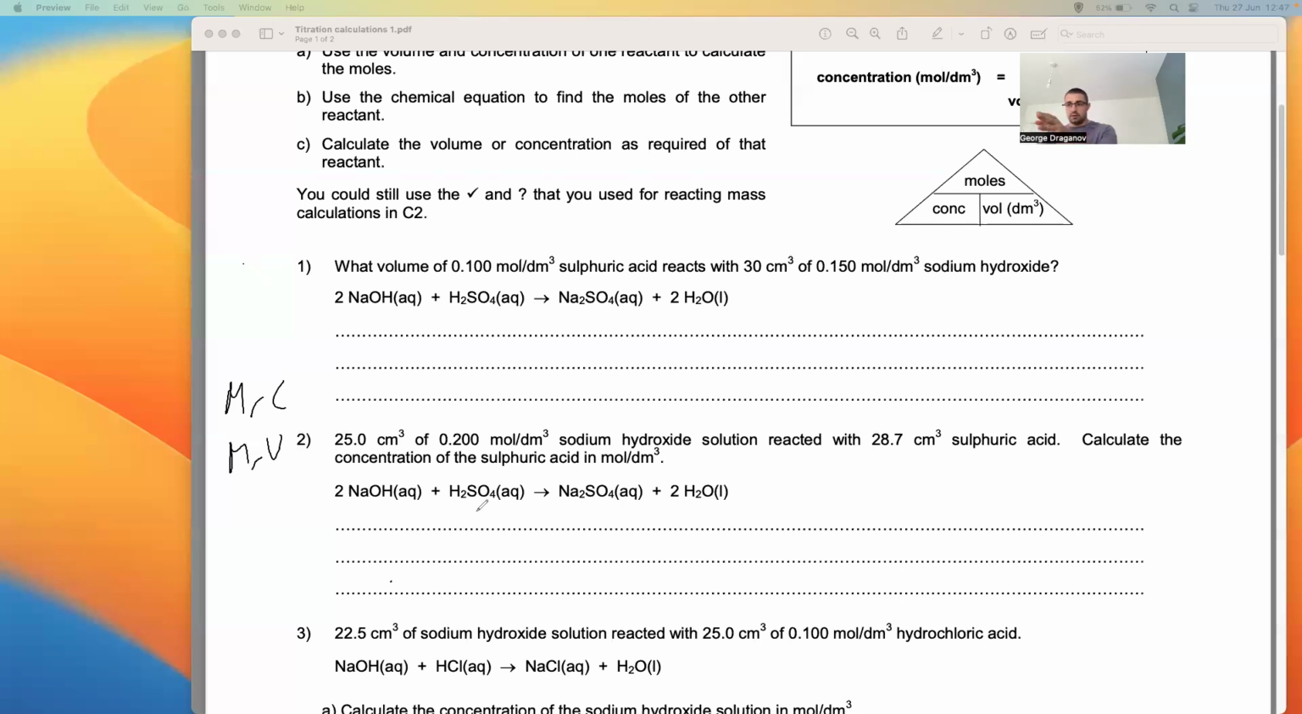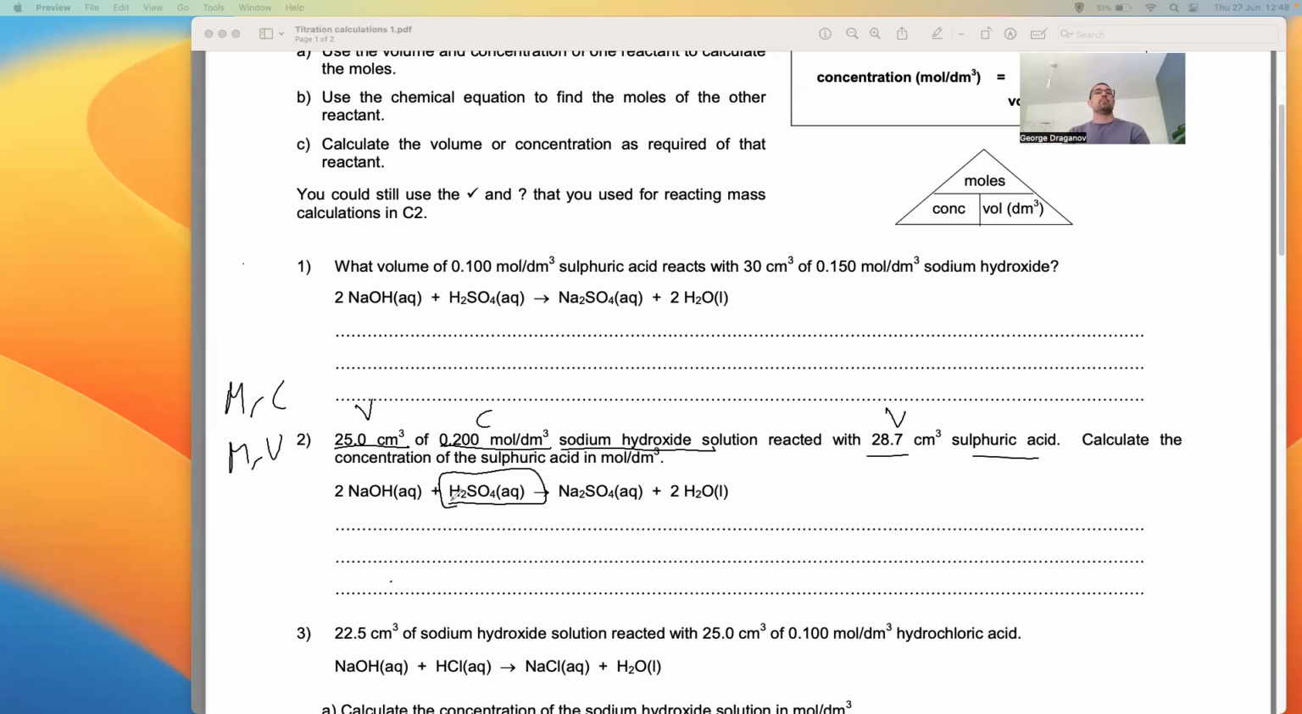Let's start with Mr C, the classic Mr C, calculating concentrations. So it's very important you read what the question has given you. They've talked about sodium hydroxide, which is this one on the left, and they've given you this. Now this is centimeters cubed, so it's volume. This is mole per decimeter cubed, so it's concentration. This one is the acid and its volume. And we're looking for the concentration of the acid, this one here.